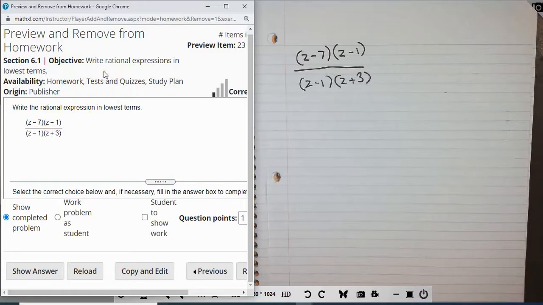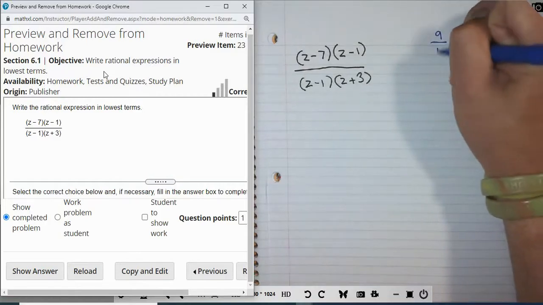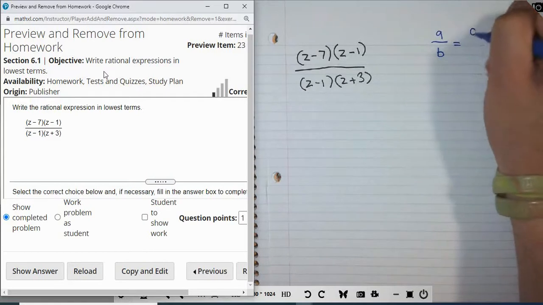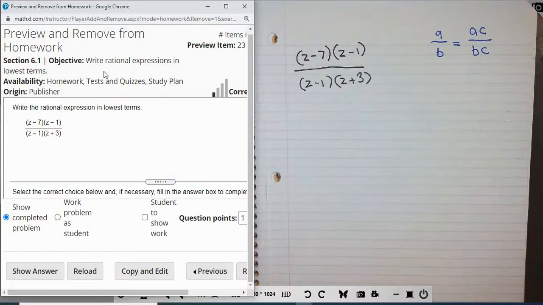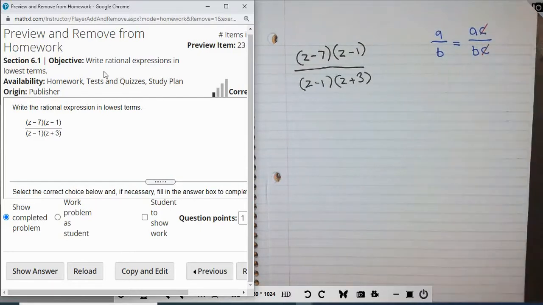So just go back a little bit. Writing your rational expressions in lowest terms goes to the fundamental property, which is this one right here. The idea being, A over B equals AC over BC. The idea here is that the common C in the numerator and denominator would cancel out, and that's why we'd end up with A over B, okay?